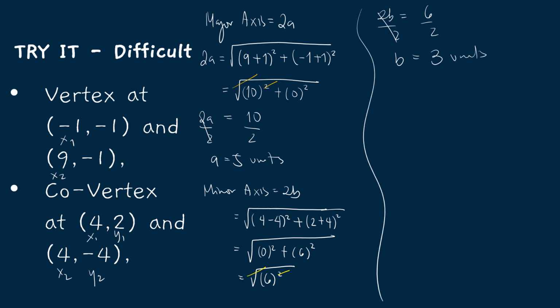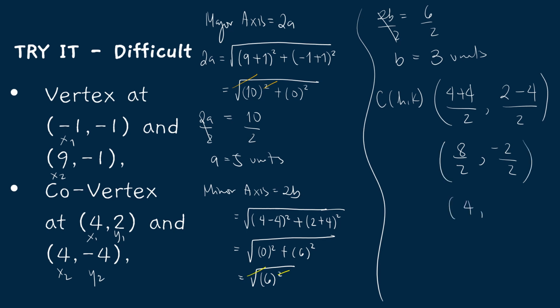Again, the center is missing. This time I will show you that if we use the covertices, it is the same as with the vertices. We will just use the midpoint formula. Okay? So let us use the midpoint formula. We have (4 plus 4) over 2 and (2 minus 4) over 2. So remember, why is it becoming minus 4? And then we have 8 over 2 and -2 over 2, so the final answer would be (4, -1). And this is the coordinates of our center.